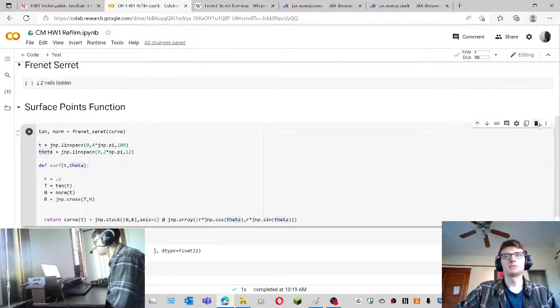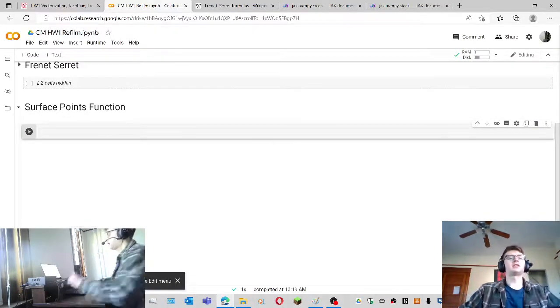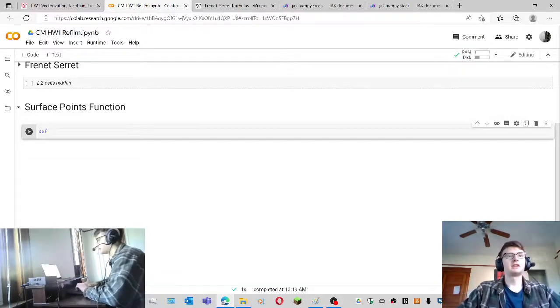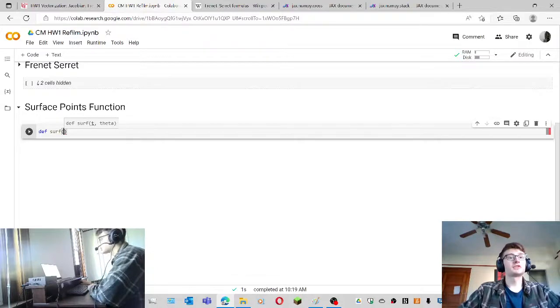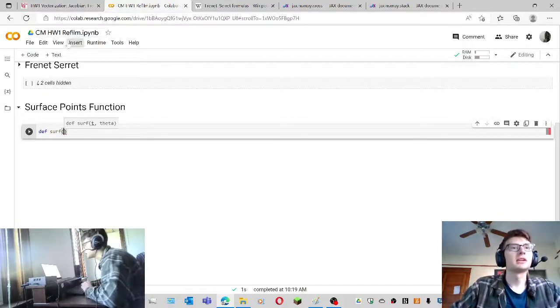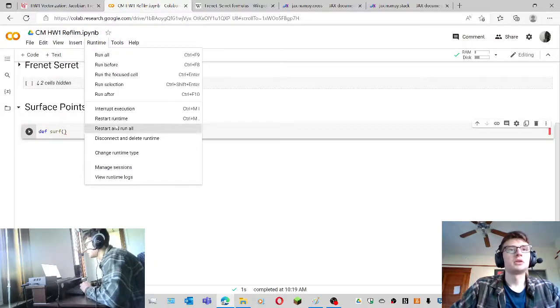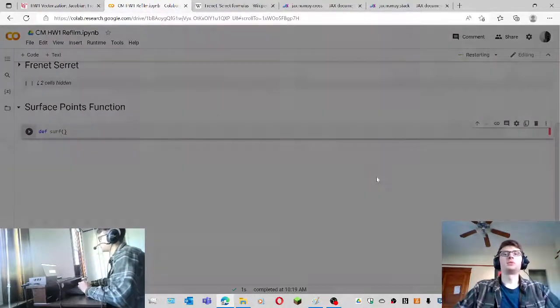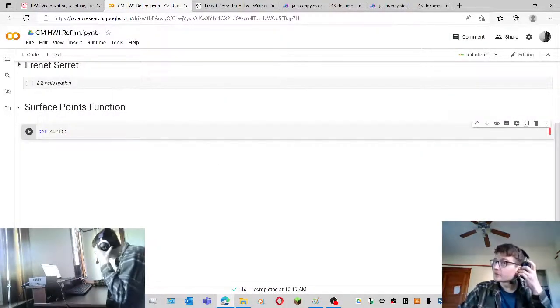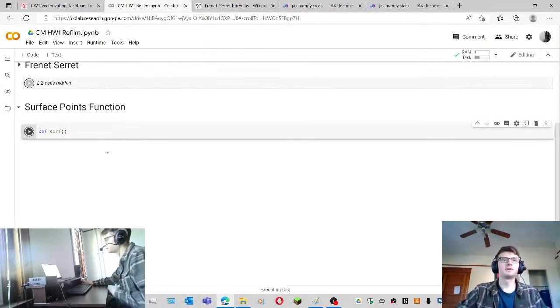But anyway, let me delete this, and let's go ahead and maybe define the surface function. And what do I need to give the surface function? Well, okay, shoot. Let me restart the runtime. Well, let me restart and run all, because I just don't want to make it seem like I'm getting any hints from having the thing already filled in.